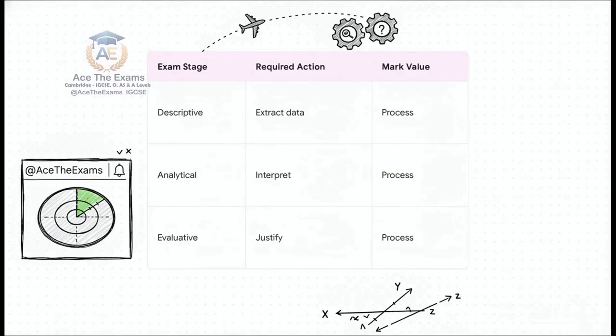Now, we are looking at the explicit breakdown of exactly how your process is monetized into actual marks. You can clearly see the distinct phases, detailing the descriptive, analytical, and evaluative exam stages.